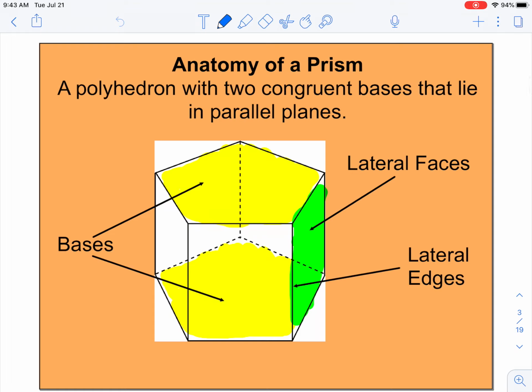It's a polyhedron, just to review, a polyhedron with two congruent bases that lie in parallel planes. So again, these bases are parallel to each other. And all of the other faces are called lateral faces. And again, the lateral faces are usually quadrilaterals or rectangles. The base can be any shape, but the lateral faces are rectangles or quadrilaterals in general.